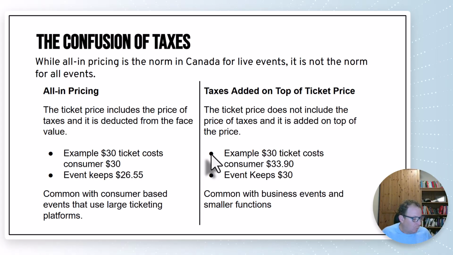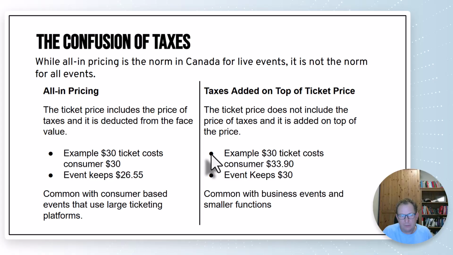Now, I do want to highlight one thing that you're going to bump into when you do event math. And that confusion is the confusion of taxes. All-in pricing is the norm for Canada in live events, and it is not the norm across all events and across all regions. We actually have a law in Ontario for things like flights and plane tickets and for event tickets that it needs to be included.